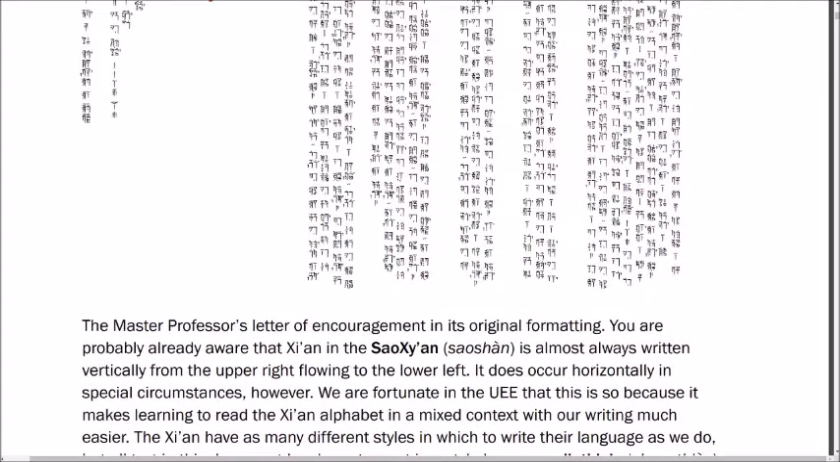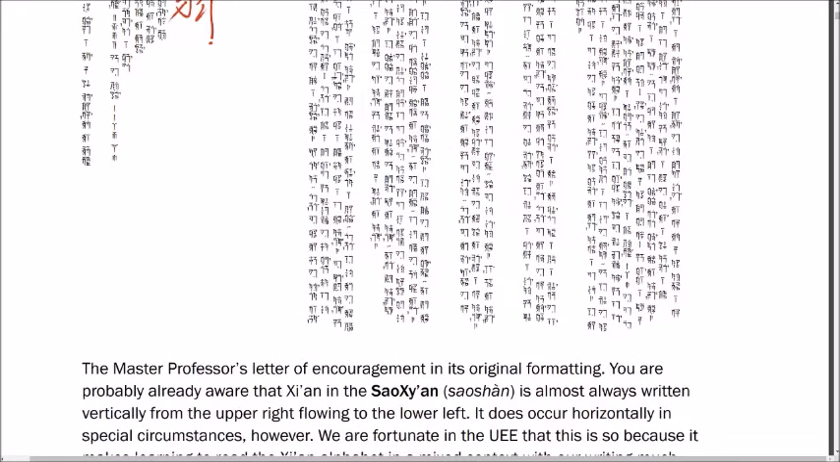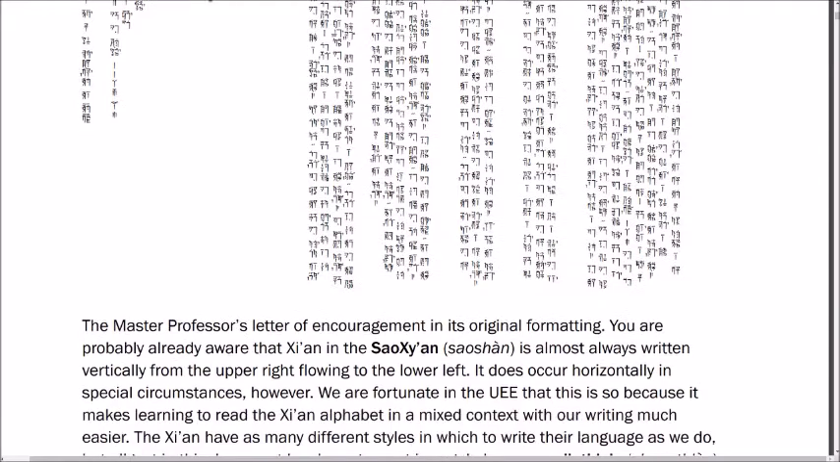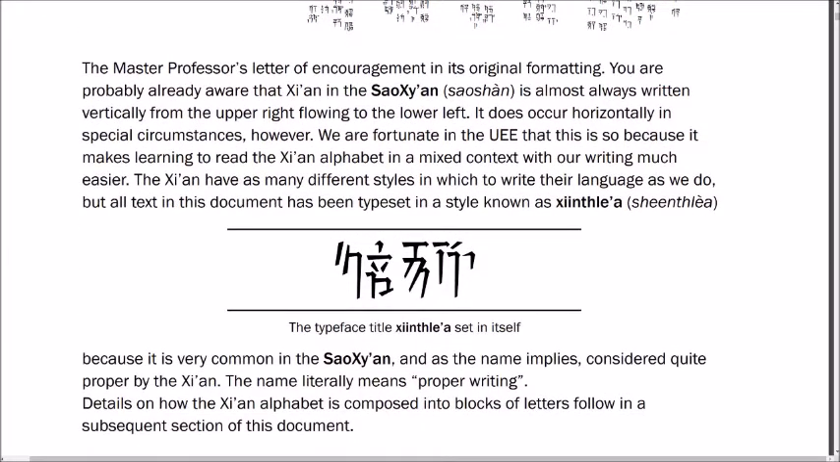You are probably already aware that Xi'an in the Shaoxian is almost always written vertically from the upper right flowing to the lower left. It does occur horizontally in special circumstances, however. We are fortunate in the UEE that this is so, because it makes learning to read the Xi'an alphabet in a mixed context with our writing much easier.